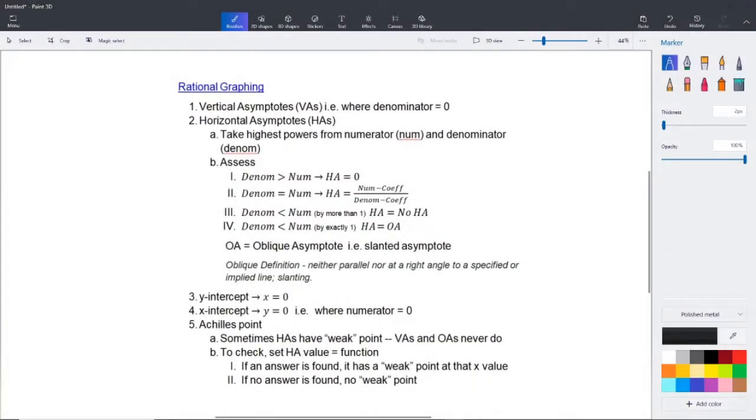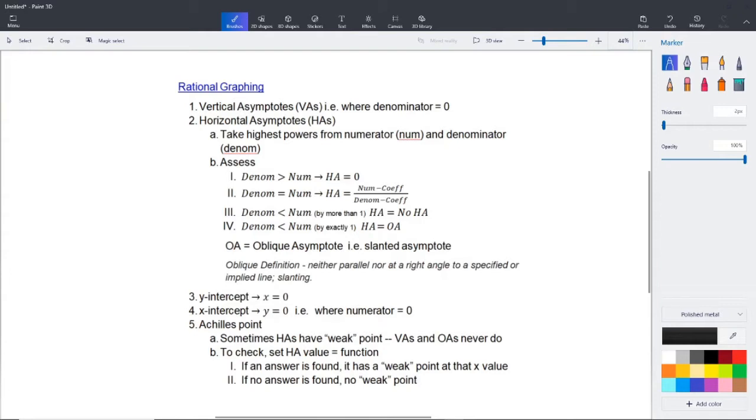Welcome to section 6.5, rational functions and rational equations. We're going to focus most of our effort in this section on rational graphing. On the screen you can see that I've listed the 5 rules that it takes to do rational graphing. Let's break down each part of it before we do an example to bring it all together.